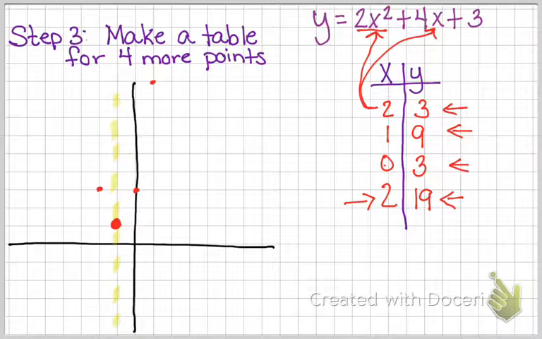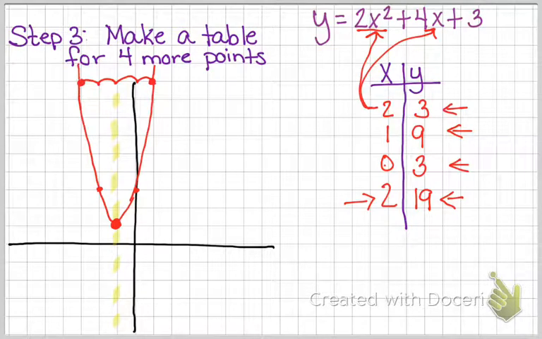I know that this is symmetrical. So notice this point here is 2 away from my line of symmetry. Well, we know parabolas are symmetrical. So if I go on the opposite side, 2 away, there is another point. So now I can connect my parabola, and that is completely graphed.